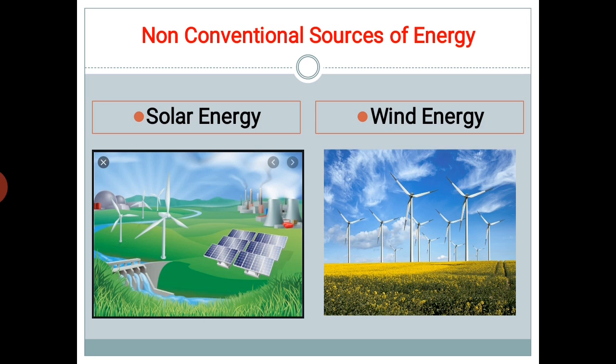The largest solar plant in India is located in Gujarat. Okay, students, so this is the most important non-conventional source of energy. That means renewable source of energy.